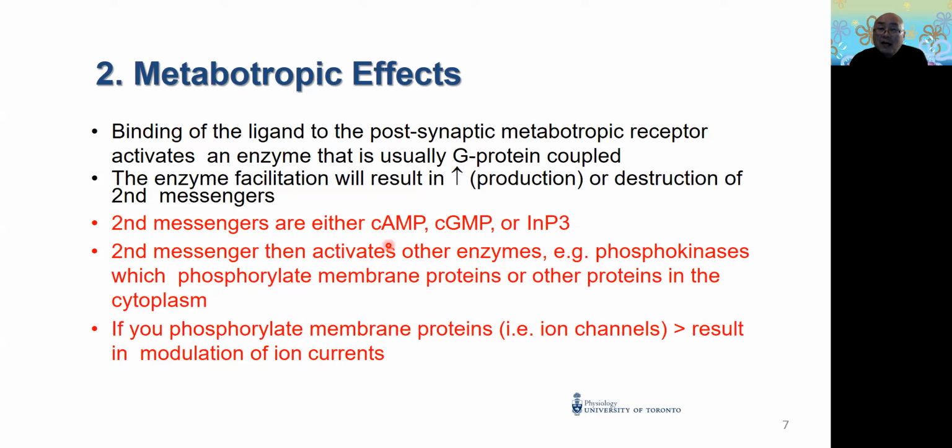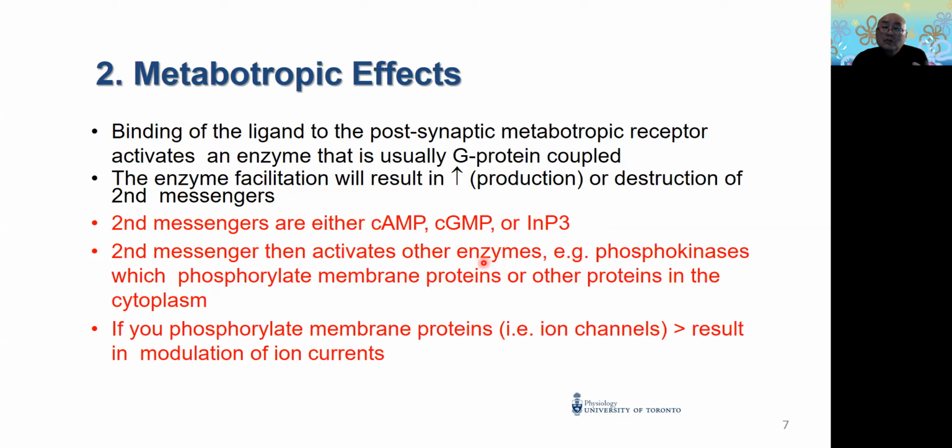As a result of its binding, this enzyme will become activated and will either cause an increase in the production or the loss or destruction of a second messenger system. And these different second messengers that may be activated or lost following the binding to these metabotropic receptors can include cyclic AMP. We could either increase or decrease cyclic AMP levels. We could increase or decrease cyclic GMP levels, or inositol 3-phosphate. All of these would be second messengers.